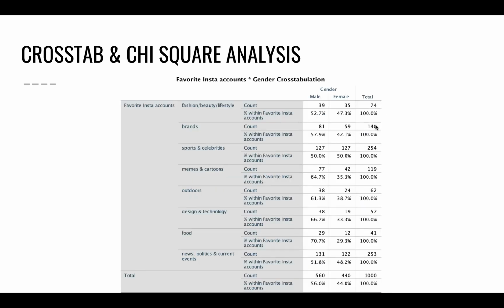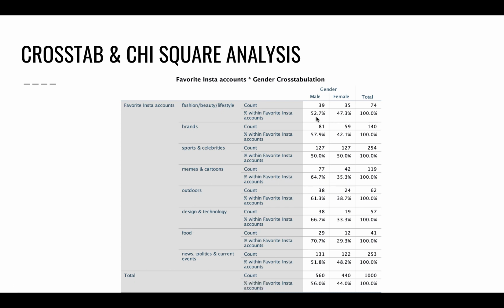And this is what it looks like. This is the next part in your output. You see male and female. Apparently other does not have a column. That's because no one checked other in this survey. So we only have males and females. Favorite Instagram account: fashion, beauty, lifestyle, brands, sports, celebrities, memes, cartoons, outdoors, and so on.